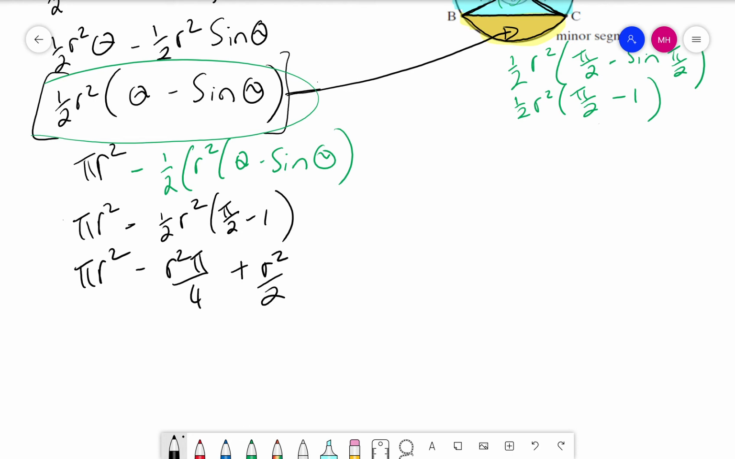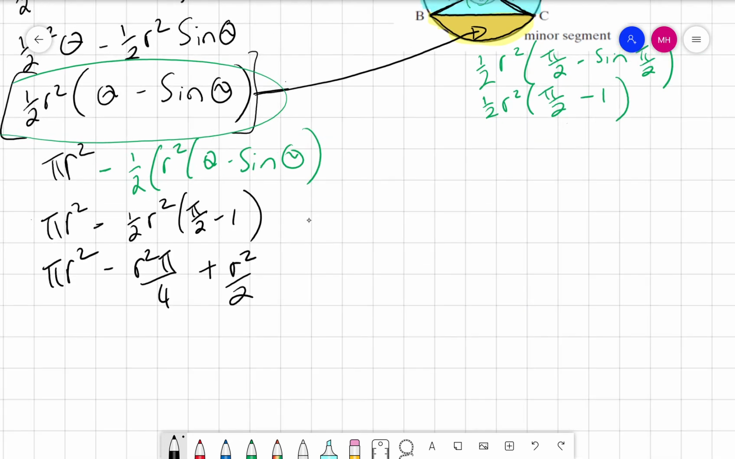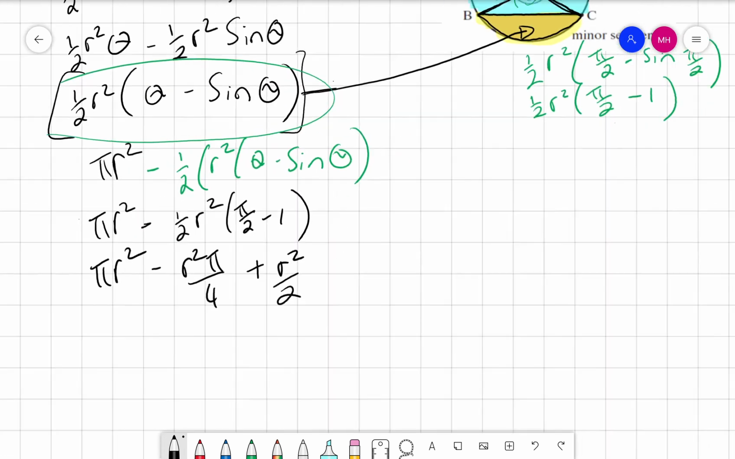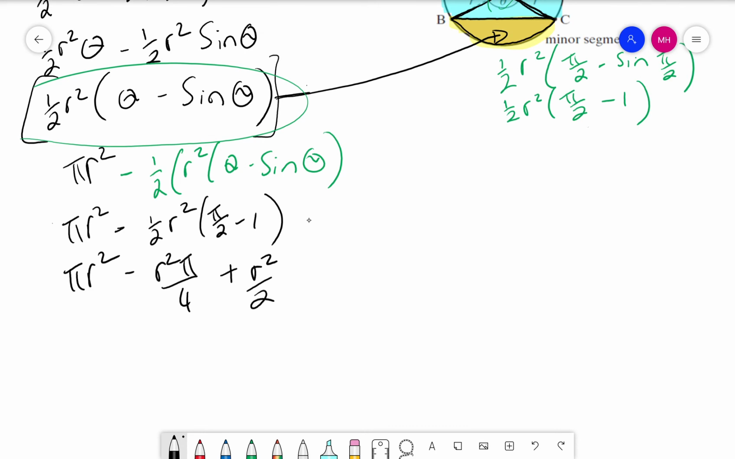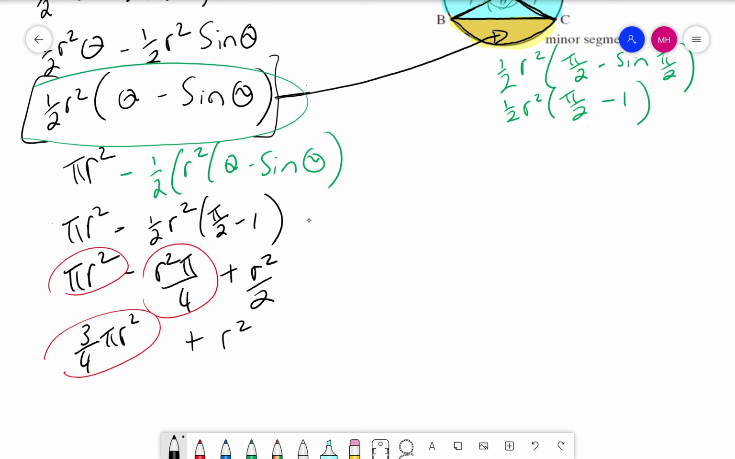Now, tidy up what you can. So you've got pi r squared and you've got r squared pi. So they're the same thing. So this minus a quarter will give us 3/4. So we've got 3/4 pi r squared. Hope that makes sense to people. That minus that gives you this. Plus r squared over 2.